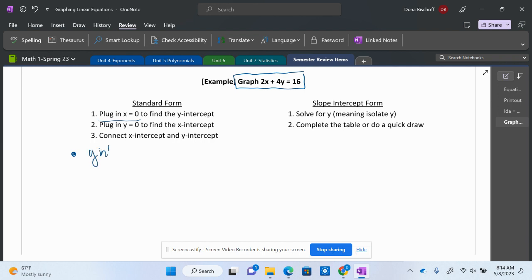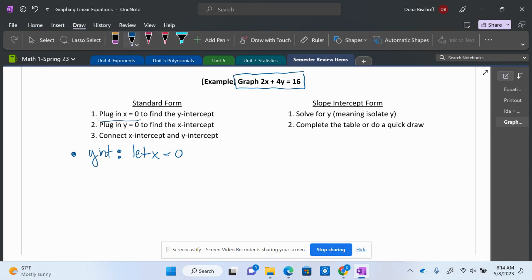So let's first find the y-intercept. That means we let x equal 0. If you want to find the y-intercept, you have to let x equal 0. So 2 times 0, because that's where the x coordinate is, plus 4y equals 16. What is 2 times 0? 0. Yeah. So I really have 4 times y equals 16. Divide both sides by 4. And I find out that y equals 4.